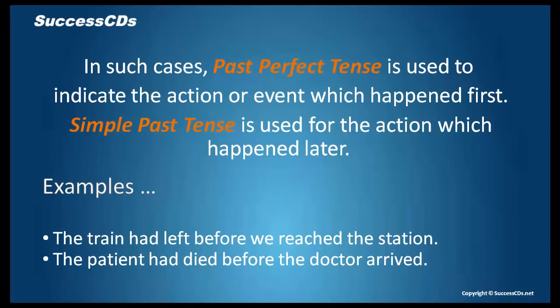So the action which happened first, that is the train had left, in this sentence we have to use past perfect tense. The patient had died, this is the action which took place first. We have to use the past perfect tense. We reached the station later, the doctor arrived later. Here, although this event also happened in the past, it happened later. So we have to use the simple past tense. This is what we have to remember.